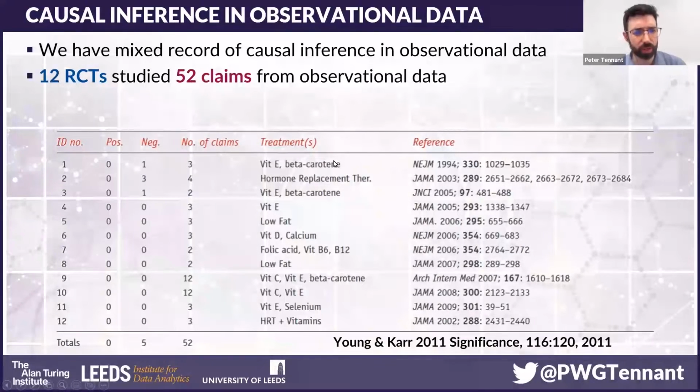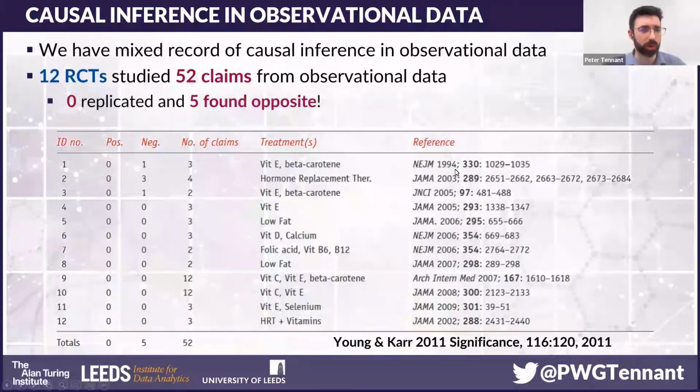This is a very contrived example, but nevertheless, the authors, I guess, were attempting to prove a point. They looked at 52 claims that had been made from observational data, and they looked at the results of 12 randomized controlled trials, which had sort of answered those claims. And they reported them, and they found that none of those claims were replicated, and 5 even found the opposite. Now, in fact, these 52 claims are 52 of the most famous failures in observational science.